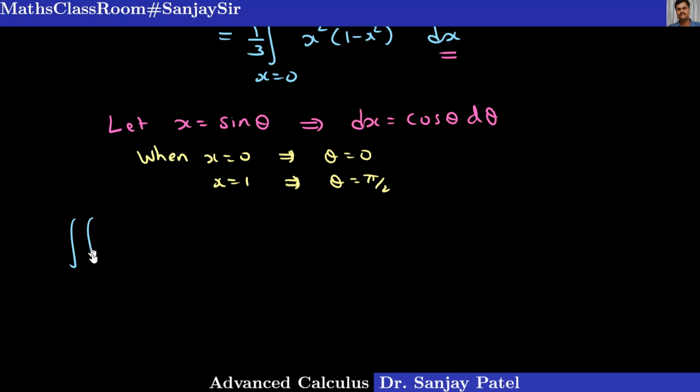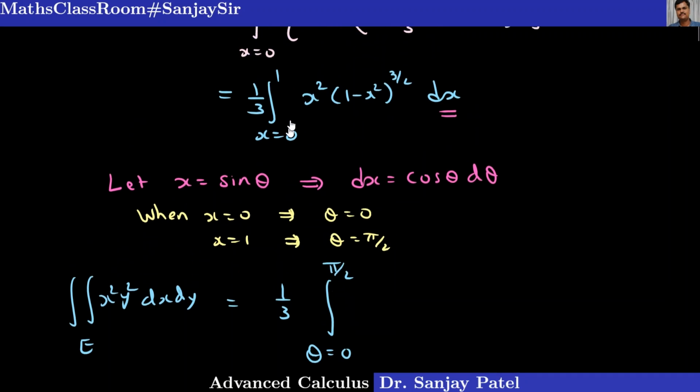So this integral becomes 1 by 3 integral theta equal to 0 to pi by 2. You just see here, x equal to 0 is replaced by theta equal to 0 and x equal to 1 is replaced by theta equal to pi by 2. Then sine square theta into 1 minus sine square theta raised to 3 by 2 into cos theta d theta. This dx is replaced by cos theta into d theta.